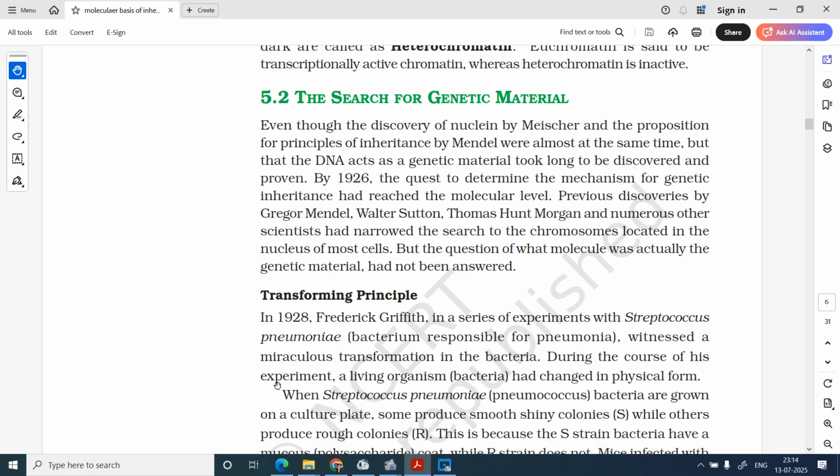The previous discoveries by Gregor Mendel, Walter Sutton, Thomas Hunt Morgan, and numerous other scientists had narrowed the search to the chromosomes located in the nucleus of most cells. But the question of what molecule was actually the genetic material had not been answered.